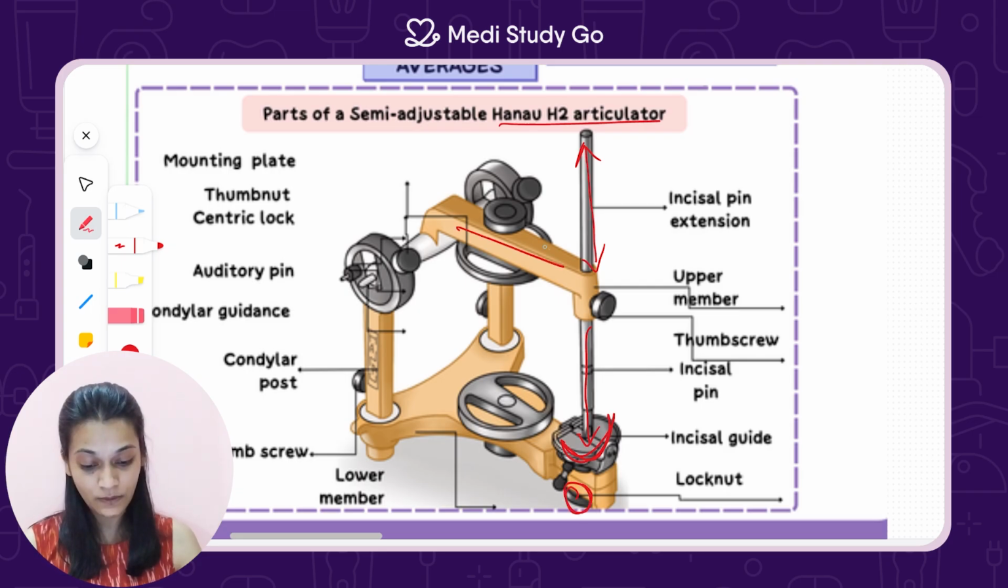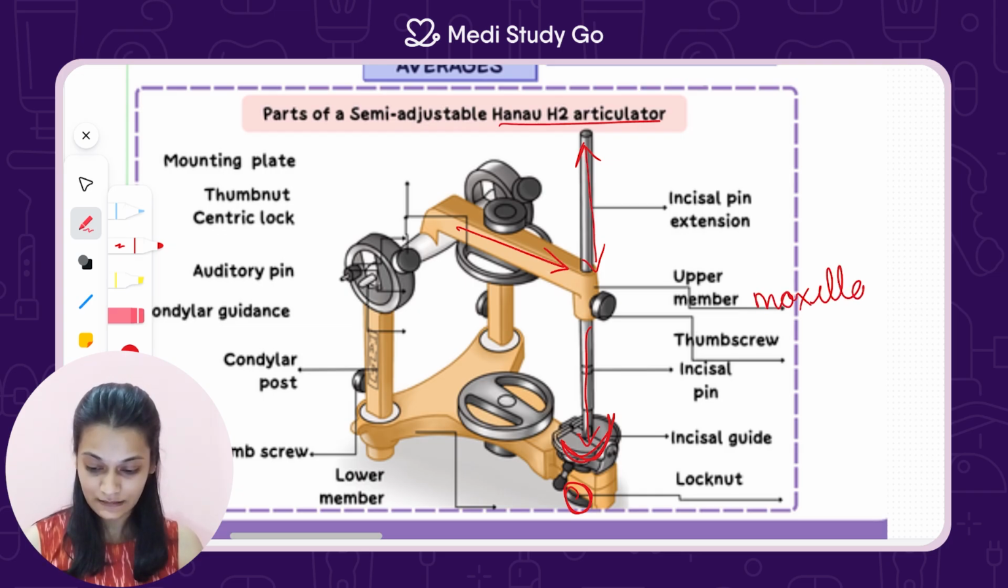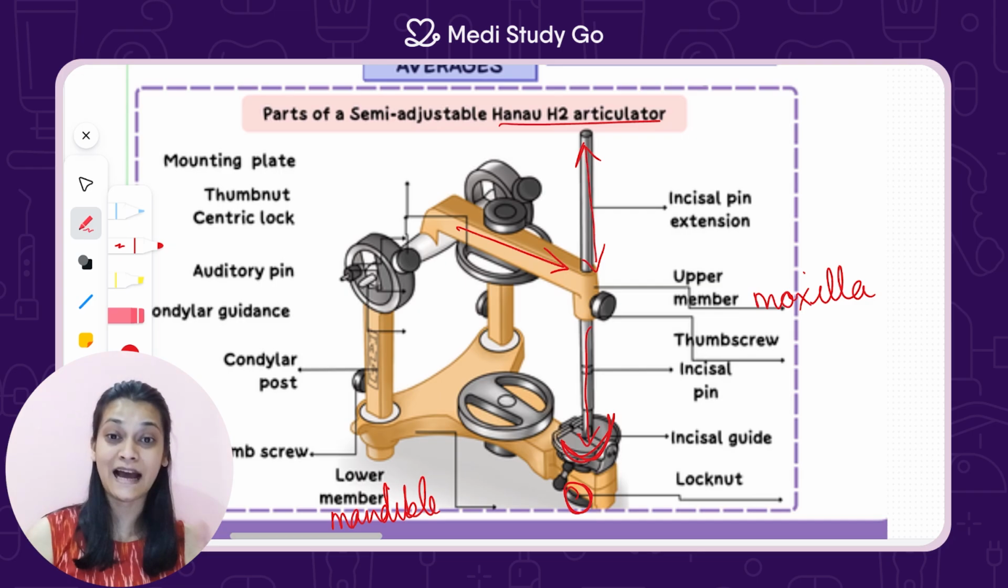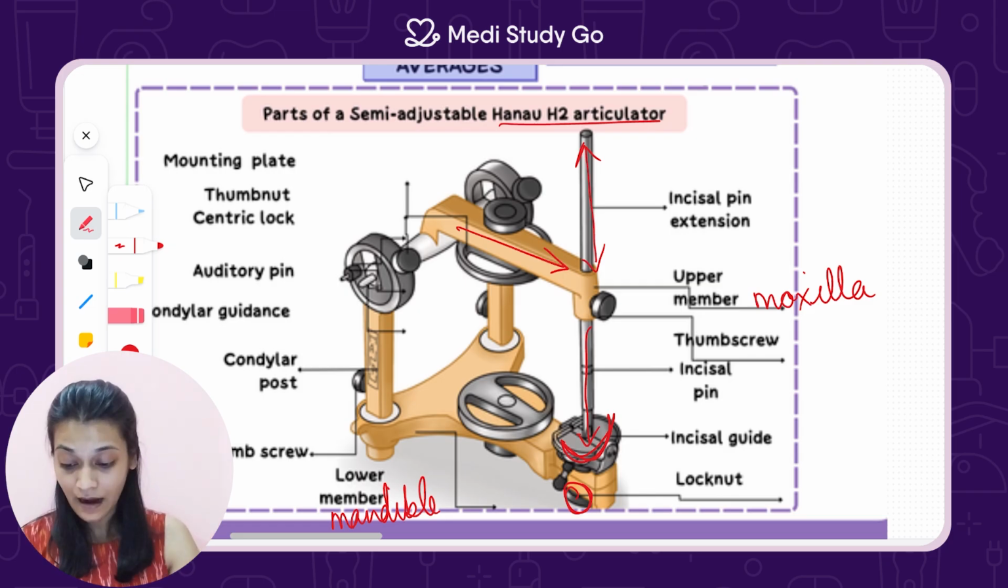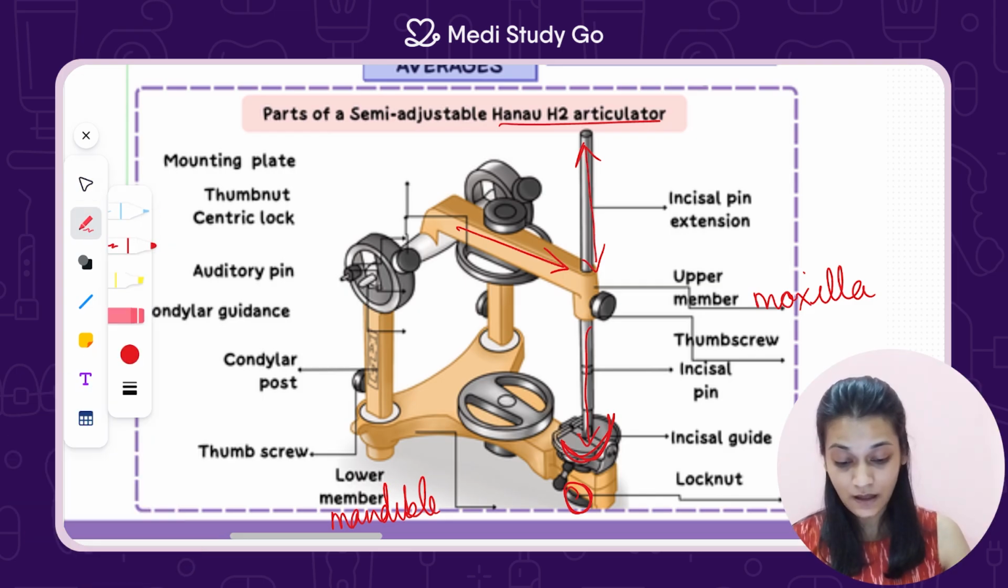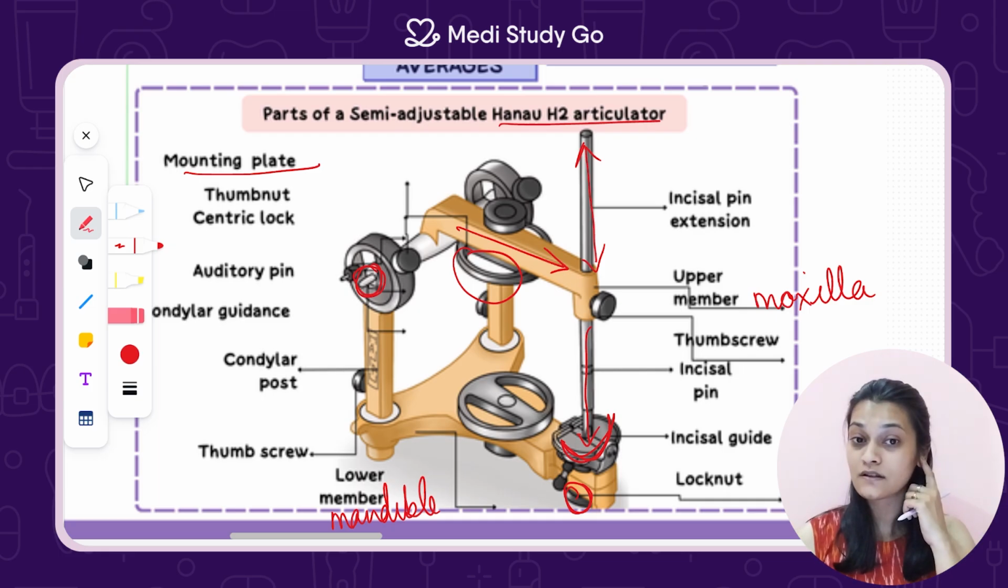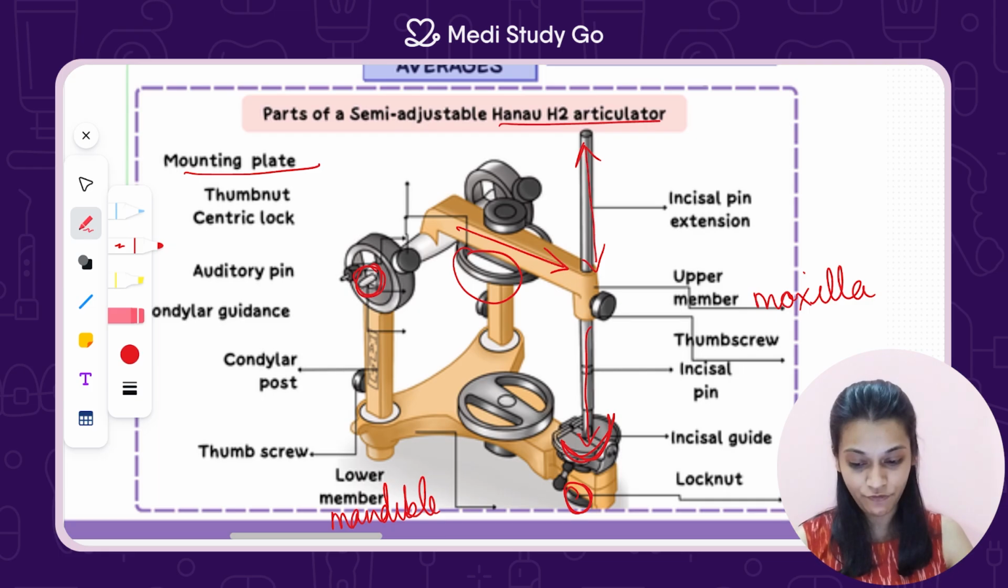Now there is something known as the upper member that resembles your maxilla and the lower member that resembles your mandible. Then you have your mounting plate, because the cast is going to be mounted, right? You will be able to detach your cast and attach it to your articulator. So it is the mounting plate that comes here. Then there is the auditory pin. The auditory pin gets attached to the external auditory meatus, which is the posterior reference point.